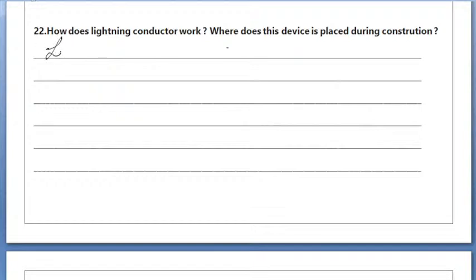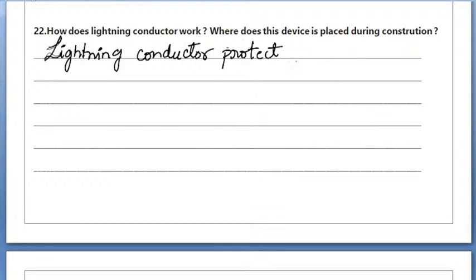See, lightning conductor, write down. Lightning conductor protect. First, you should write protection, okay? Lightning conductor protect. How does it protect? You have to write first. So, it protects the buildings. Lightning conductor protects the buildings from the effect of lightning.